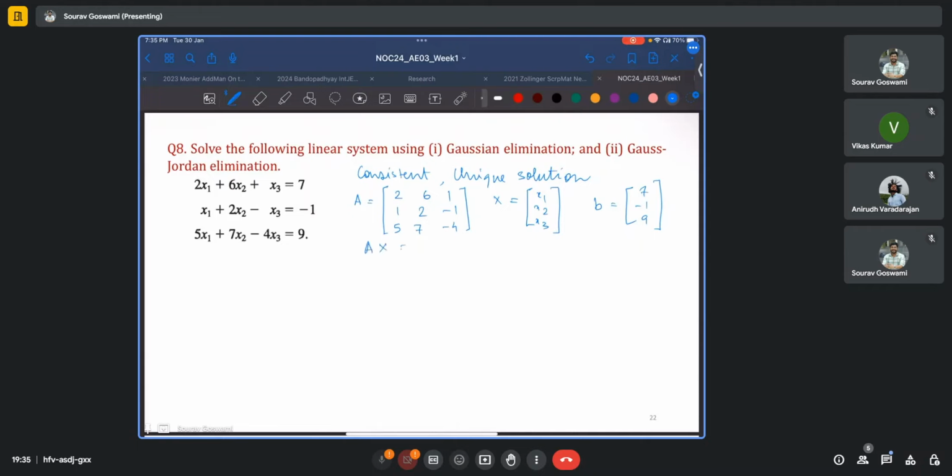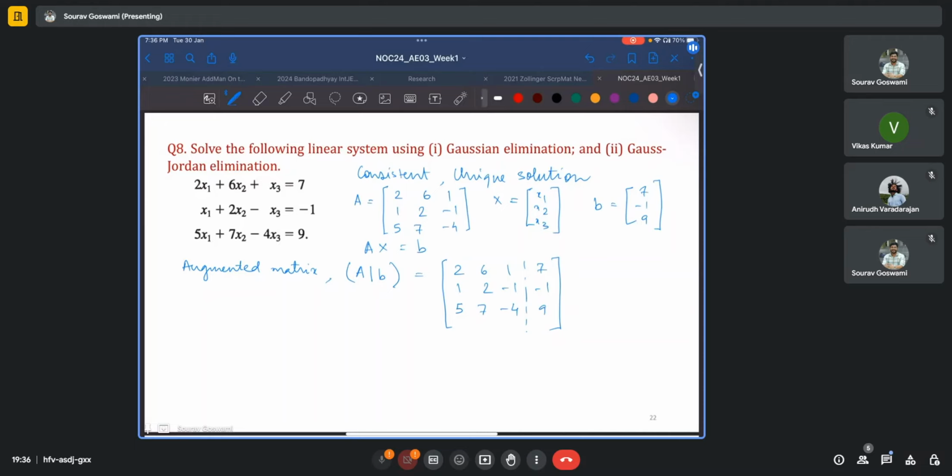The first step is to write the augmented matrix. So we just add another column to the matrix A. This column contains elements from the vector B. So 2, 6, 1, and generally the augmented matrix is denoted by such a dotted line. It can also be a solid line in some textbooks. And 7, 1, 2, minus 1, minus 1, 5, 7, minus 4, and 9. This is my augmented matrix.